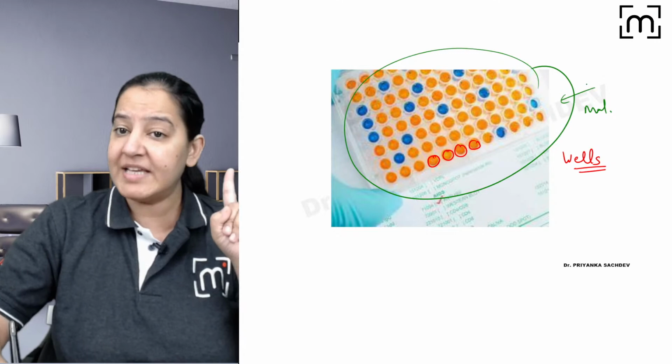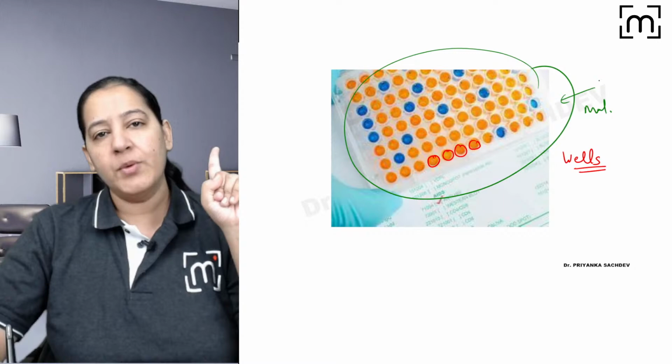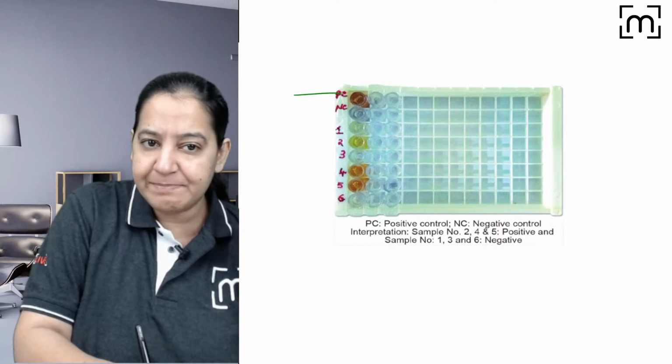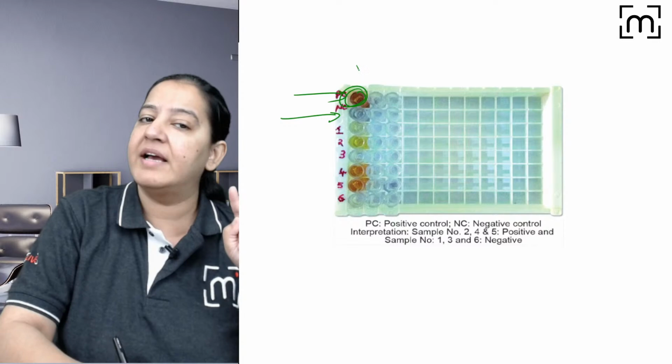So we can apply multiple patient samples in one go only. In a single shot, we can apply all the patient samples in a single go, right? All the wells are coated by immunosorbent material, right? And in the end, whether ELISA is positive or negative is seen by color change. If color change is there, ELISA is positive. If color change is not there, it is negative.